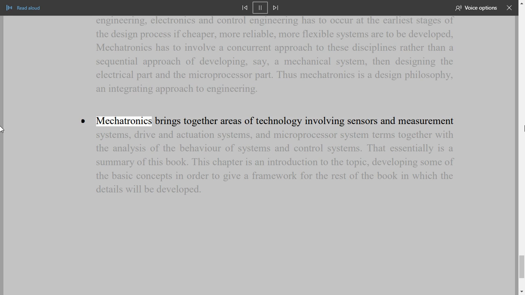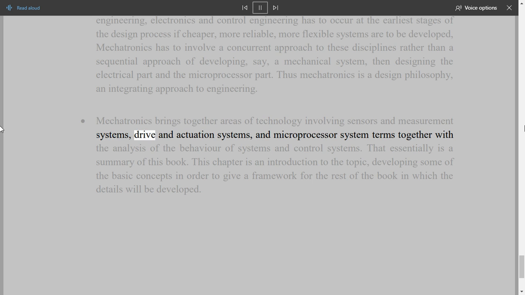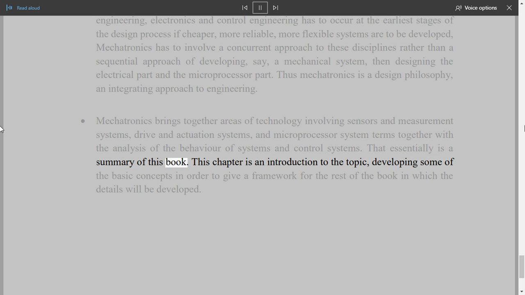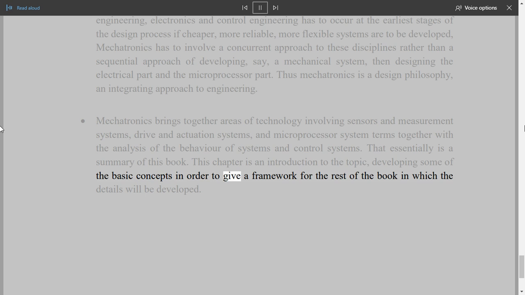Mechatronics brings together areas of technology involving sensors and measurement systems, drive and actuation systems, and microprocessor systems, together with the analysis of the behavior of systems and control systems. That essentially is a summary of this book. This chapter is an introduction to the topic, developing some of the basic concepts in order to give a framework for the rest of the book in which the details will be developed.